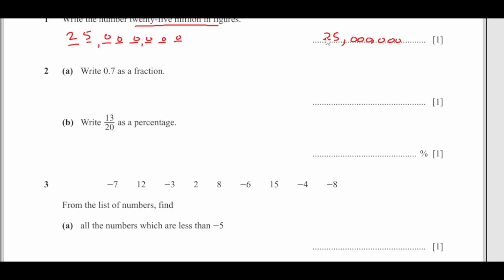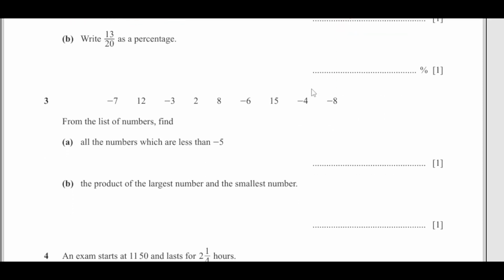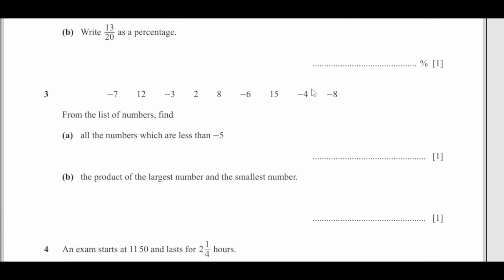right? Now write 0.7 as a fraction. So 7 over, there is one digit after the decimal, so we will have 10 here. So as a fraction it will be 7 over 10. Okay, now write 13 over 20 as a percentage. Percentage is always out of 100, so 13 over 20 times 100. So 20 times 5, then we have 13 times 5, it is 65%.